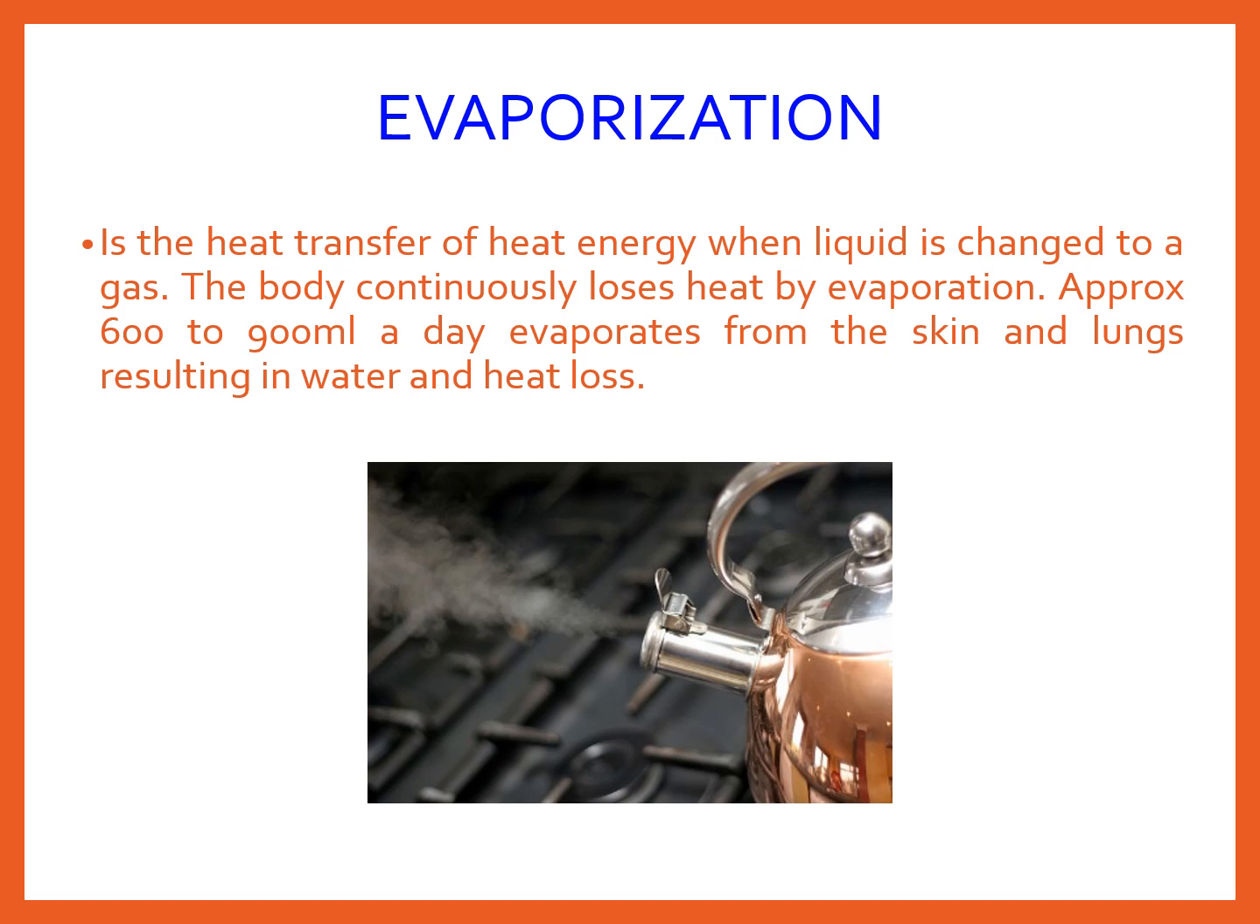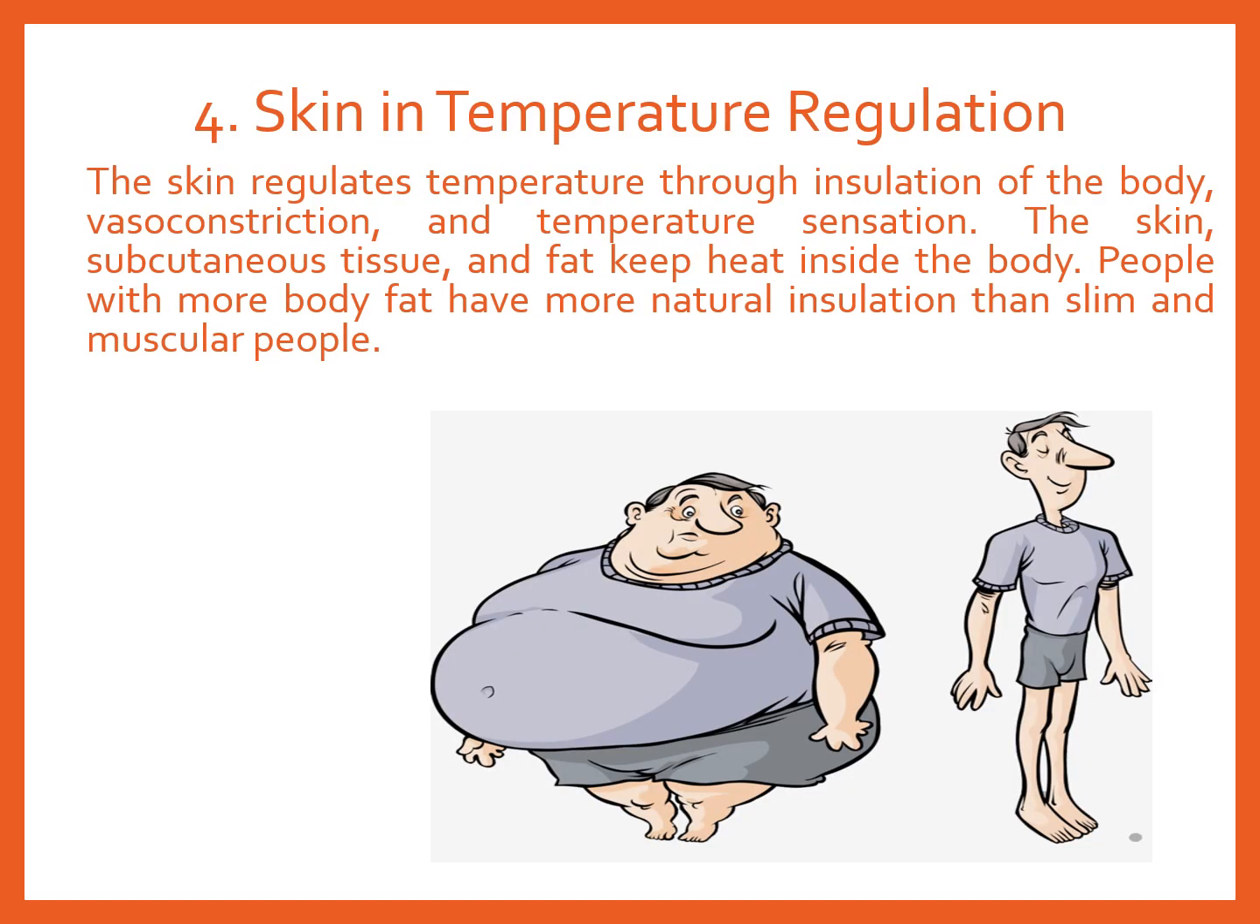When body temperature rises, the anterior hypothalamus signals the sweat glands to release sweat through tiny ducts on the surface of the skin. Sweat evaporates, resulting in heat loss. During physical exercise, over 80% of the heat produced is lost by evaporation. Another mechanism of thermoregulation is skin and temperature regulation.